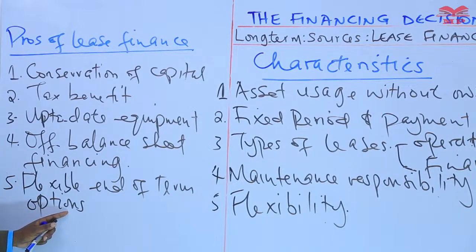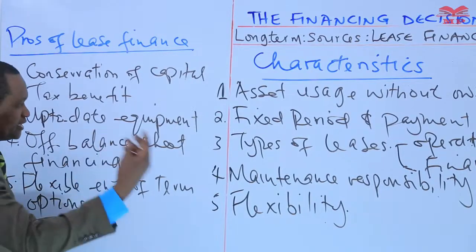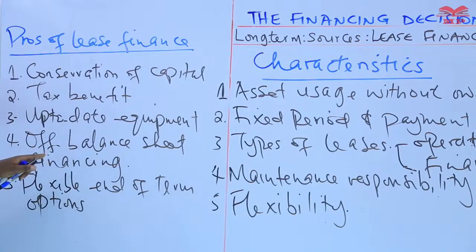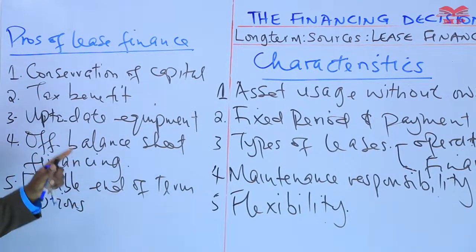I've mentioned it could be returning the asset. The business can renew the lease agreement, purchase the asset, or even enter into an entirely new lease agreement for an asset that is up to date, upgraded equipment. So it has flexible end of term options.